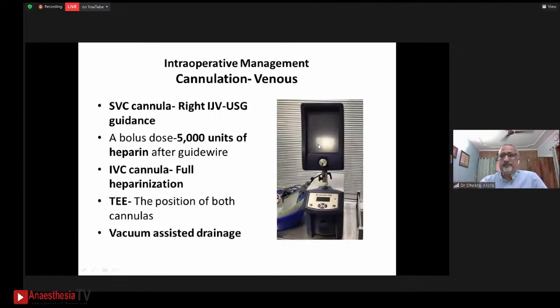The SVC cannula is placed into the right IJV under ultrasound guidance. After putting the guide wire into the SVC, in the right atrium, we have to give around 1 milligram per kg of heparin. Then, after waiting for 3 minutes, we put the cannula under ultrasound guidance, and the IVC cannula is placed by the surgeon after full heparinization. The role of TEE is very important, and we have to use the centrifugal pump in these patients because we have to do vacuum-assisted drainage for venous drainage.